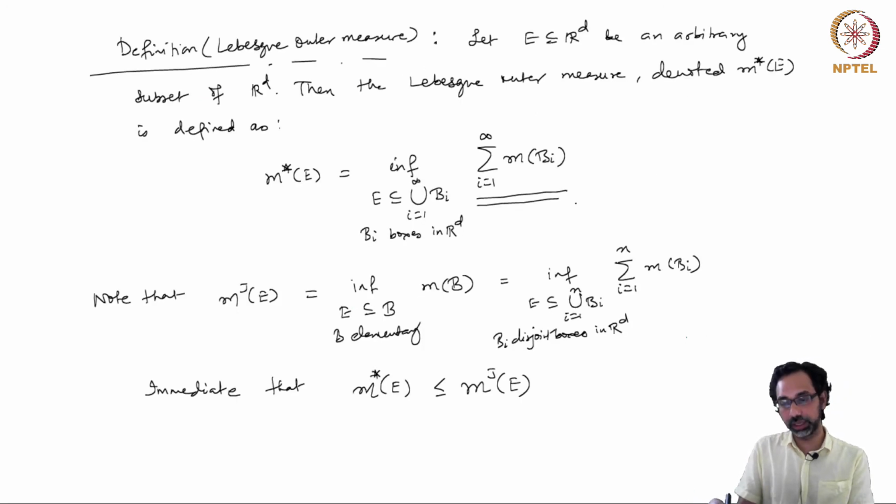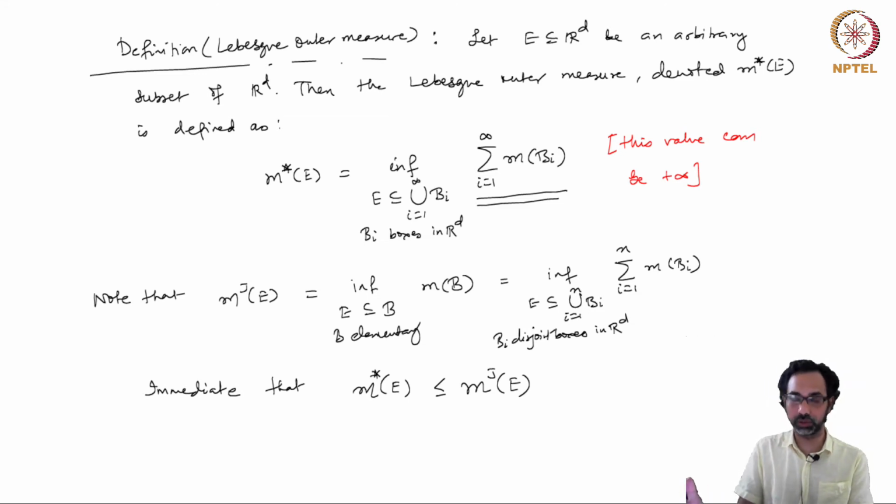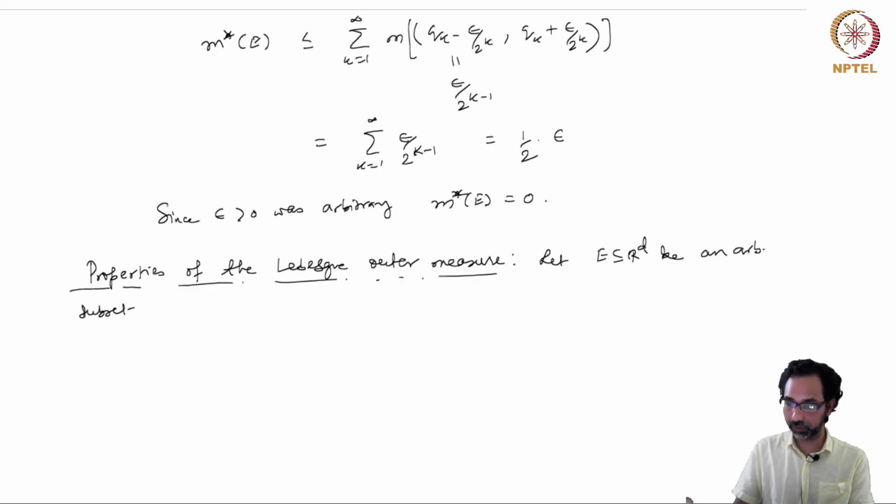in the definition of the Lebesgue outer measure can take the value plus infinity. So we allow infinite values for our Lebesgue outer measure in order to deal with unbounded sets. For example, if you take the entire R^d, then one can show that this value is plus infinity. We will come to that later, but let's keep in mind that our Lebesgue outer measure can be unbounded and can take the value plus infinity.